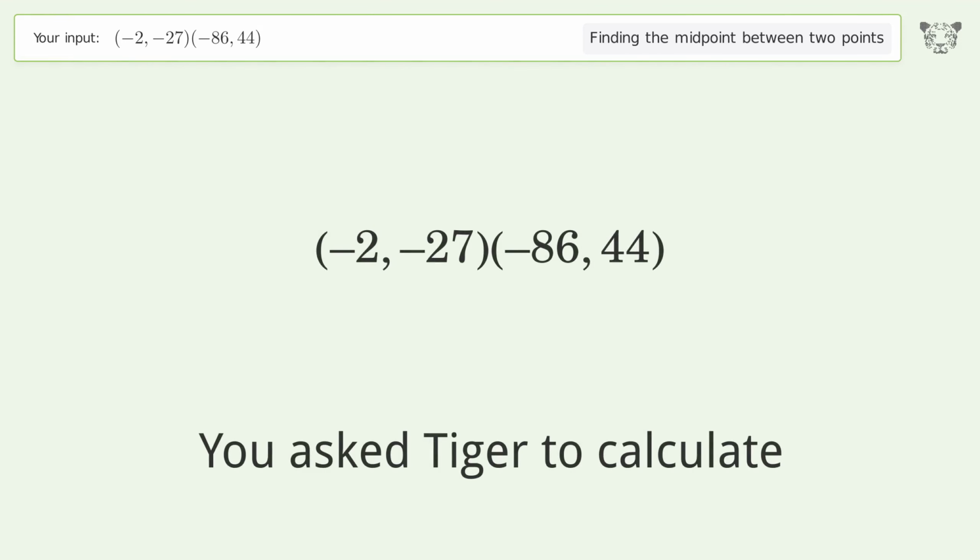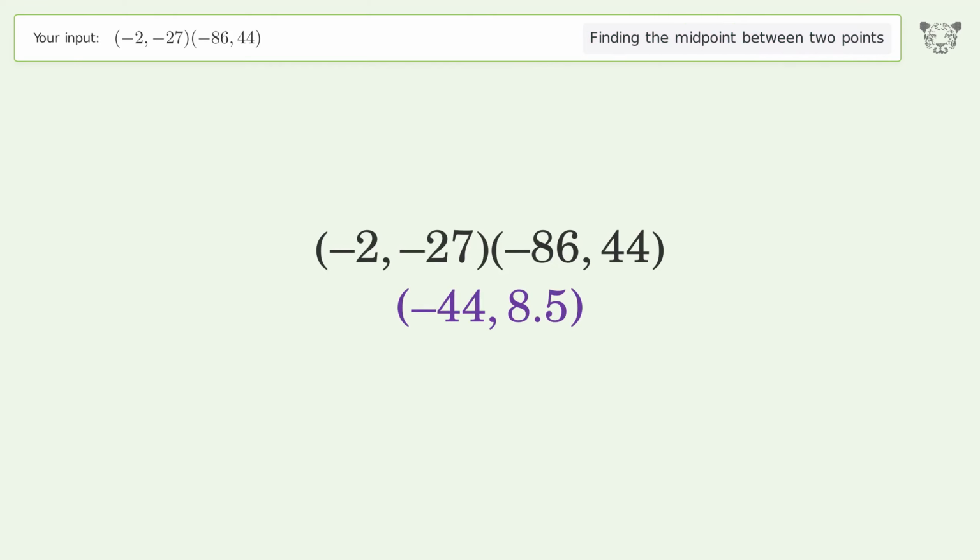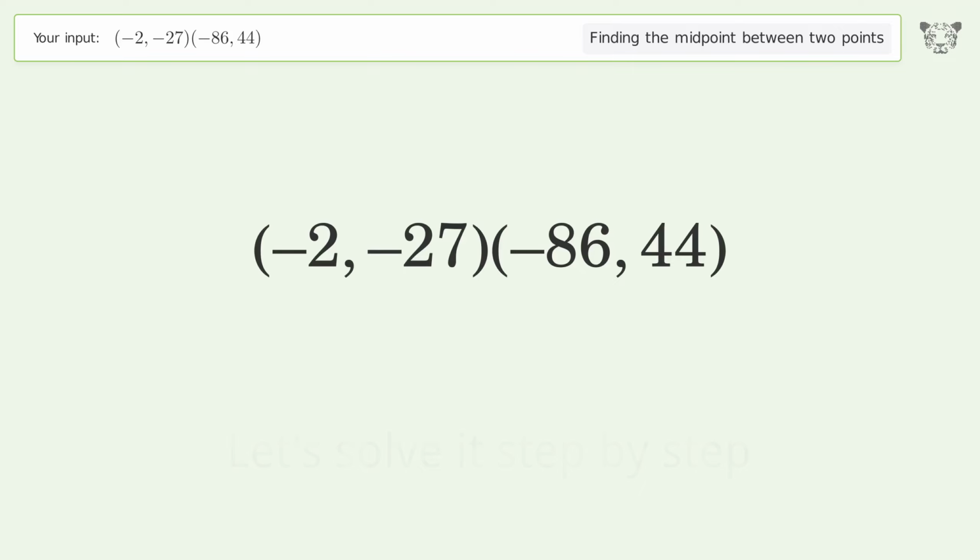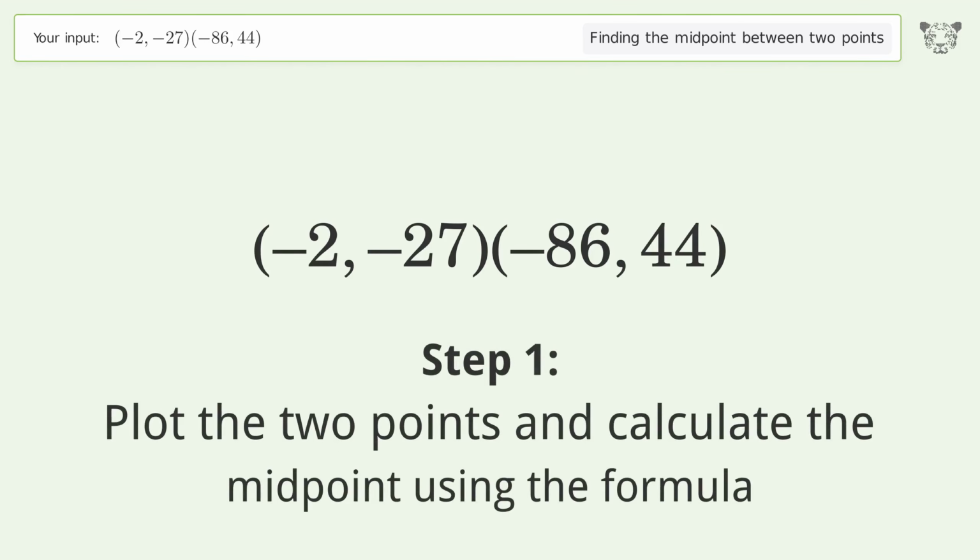You ask Tiger to calculate. This deals with finding the midpoint between 2 points. The midpoint between the 2 points is -44, 8.5. Let's solve it step by step. Plot the 2 points and calculate the midpoint using the formula.